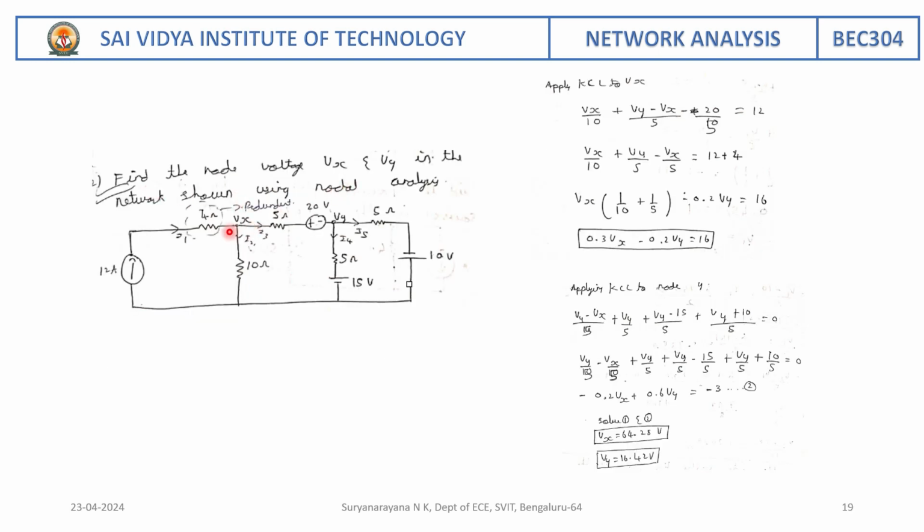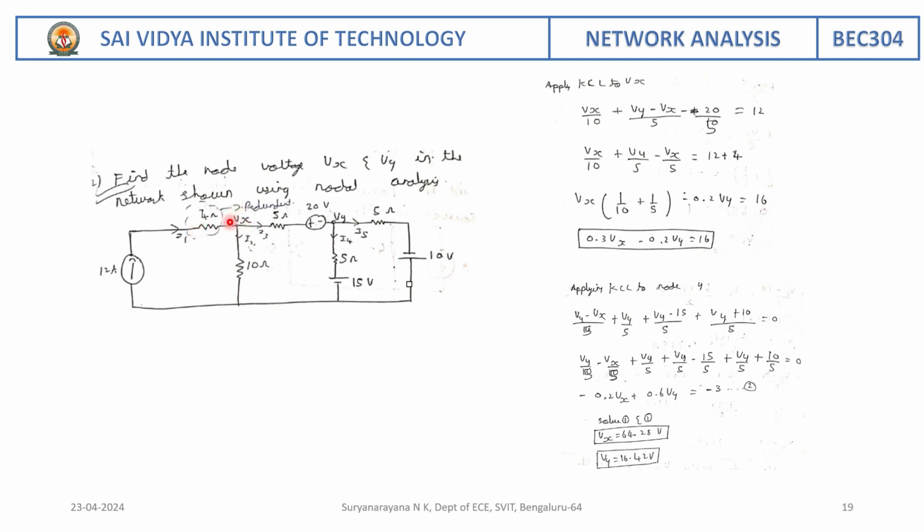Find the node voltages Vx and Vy in the network shown using nodal analysis. So for this network, observe there is a current source here that is independent, and here there is a voltage source in series with a resistor. Along with this, we see independent voltage sources 10 and 15 here. Whenever current is entering into the network, this is the redundant element. Therefore, let us not take this into account.